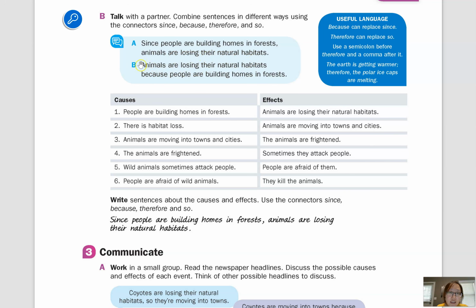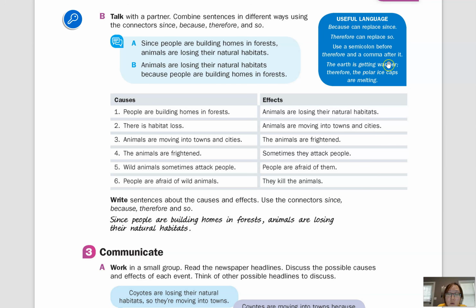And you can see the same sentence in B, but this time the cause clause is at the end. So you can see because here. Animals are losing their natural habitats because people are building homes in forests. You can also say since people are building homes in forests. Same thing. And then therefore can replace so. Let's try that for the first sentence. We can say people are building homes in forests. Therefore, animals are losing their natural habitats. But look at this note here. It says use a semicolon before therefore and a comma after it.